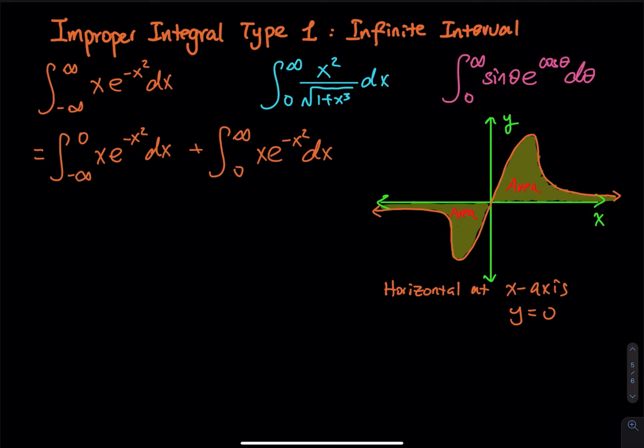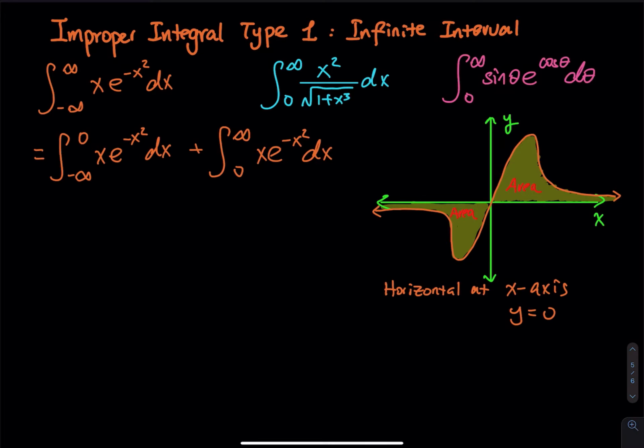Based on the fact that the area under the x-axis is negative and the area above the x-axis is positive, we can see that the area below the x-axis cancels with the area above the x-axis. So that tells me overall the integral is equal to 0. Is that true? This is what we have to find out. All right, so first of all, we break this down into two integrals.